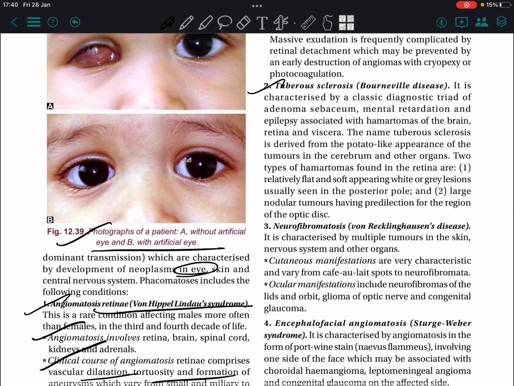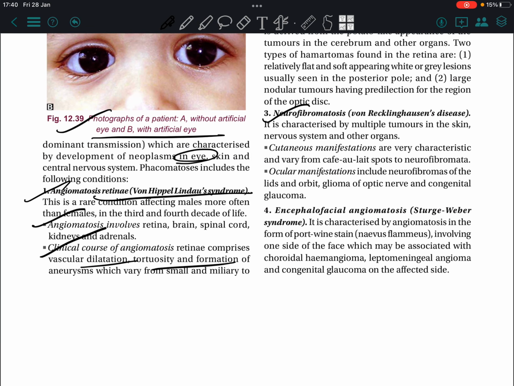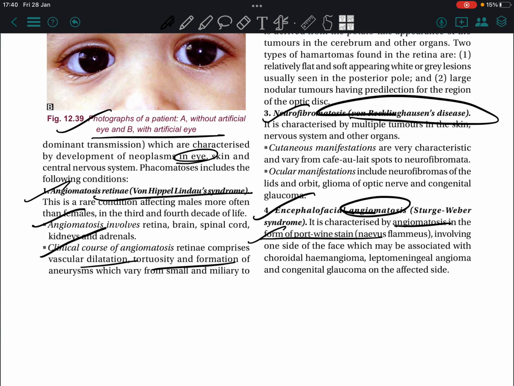Tuberous sclerosis, Bourneville disease, is characterized by the classical triad of adenoma sebaceum, mental retardation, and epilepsy. Neurofibromatosis, von Recklinghausen disease. Encephalofacial angiomatosis, Sturge-Weber syndrome, is characterized by angiomatosis in the form of a port wine stain.